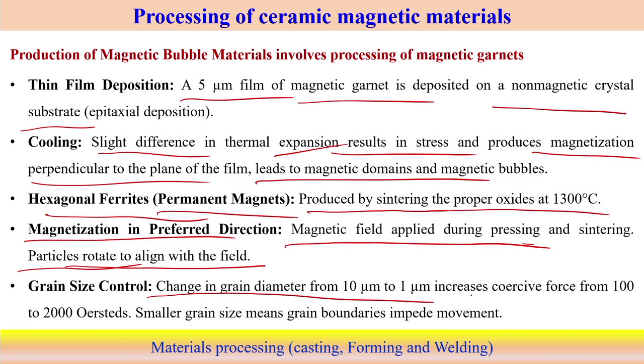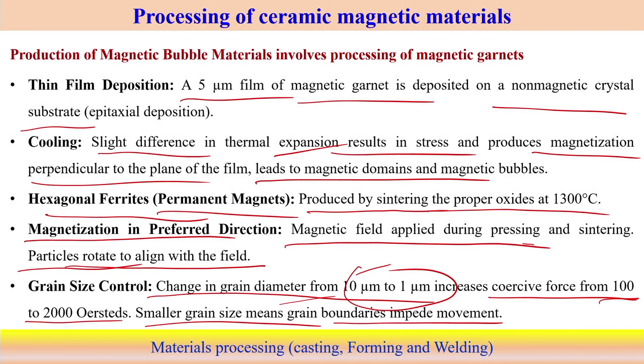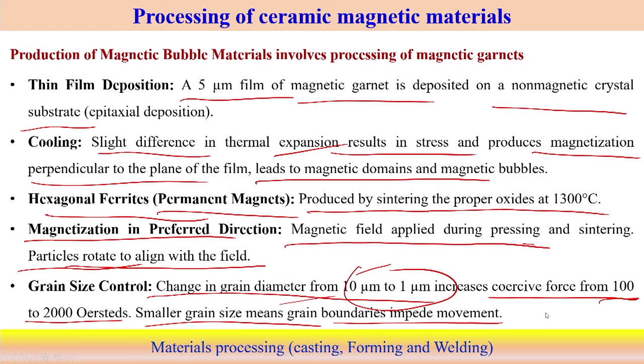Even grain size can be controlled during the production of the magnets from the magnetic garnets. The grain diameter can be reduced from 10 micrometers to 1 micrometer, and in that case the coercive force increases from 100 to 2000 oersteds. Of course, smaller grain size has more impact in these cases, because smaller grains are associated with a large amount of grain boundary. That grain boundary impedes the movement, so that brings a high coercive force associated with the small grains.